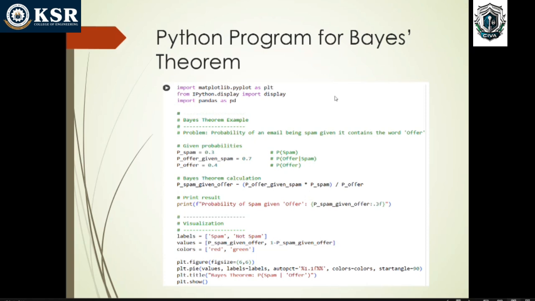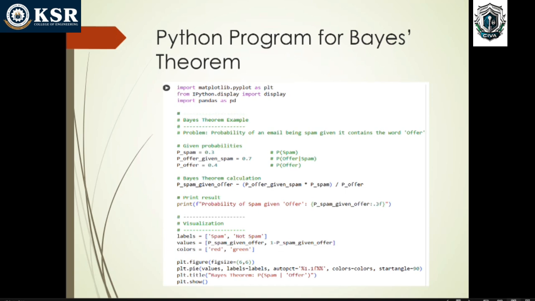Now I go into the program. To explain it clearly, I import matplotlib to plot the data, and then from IPython.display I import display to display the output, and pandas to visualize it. In Bayes theorem, the problem is the probability of an email being spam given that it contains the word offer.